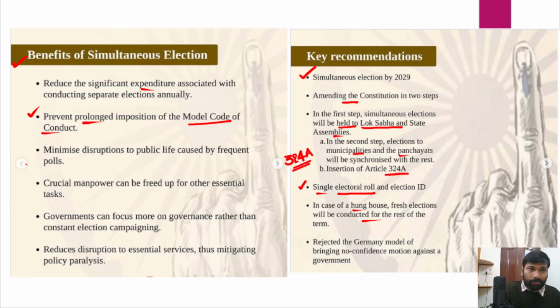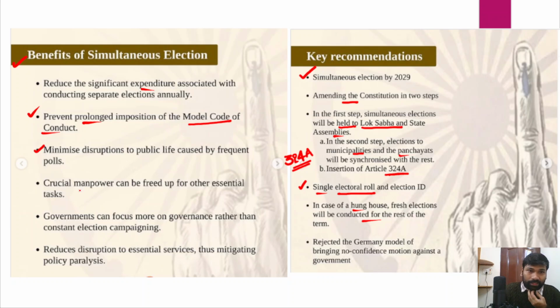The next concept is to minimize disruptions to public life caused by frequent polls. Frequent polls are also not good for the public, because they could cause disruptions to normal public life, impact their day-to-day activities, and impact the overall development as well. Because of that reason also, the idea of simultaneous elections has been mooted.